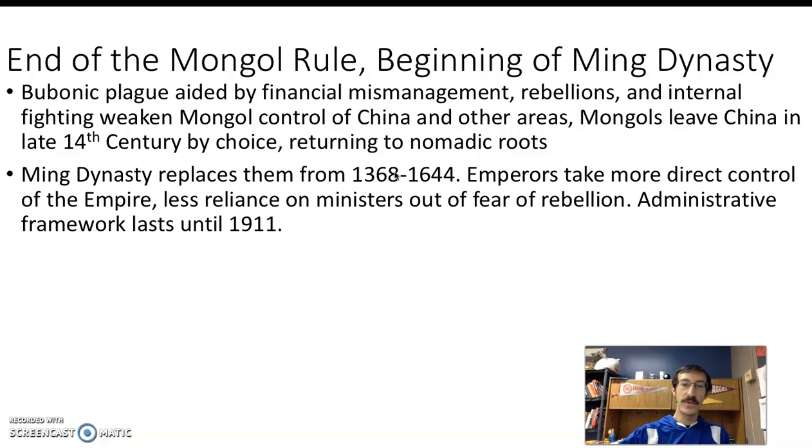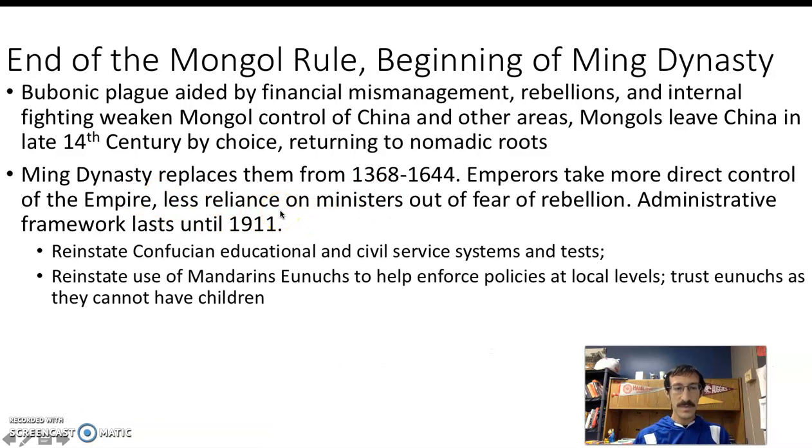Right? And so this framework, even though the Ming Dynasty will only last till 1644, with the emperors taking more direct control, more direct processes than they had in the past, where they relied more on Confucian scholars and other ministers, will last essentially until 1911, when the final dynasty actually collapses, and this is the more modern era within China, right? So some of the stuff that happens under the Ming Dynasty that lasts for a long time is the reinstatement of that Confucian educational and civil service system in terms of the tests and exams.